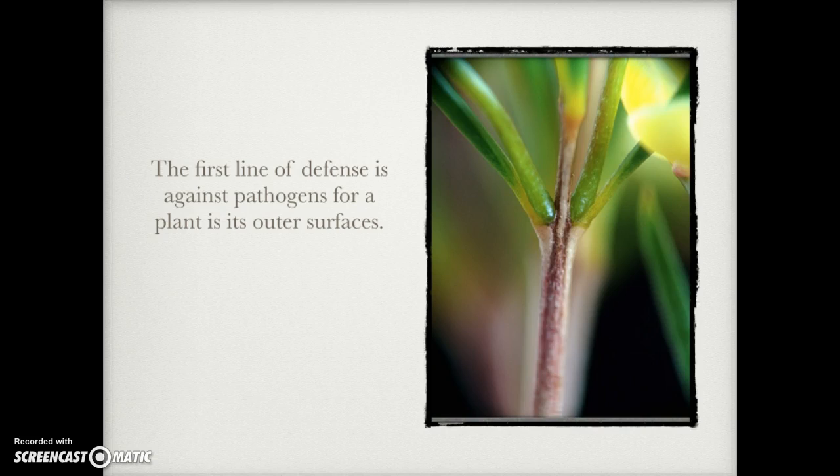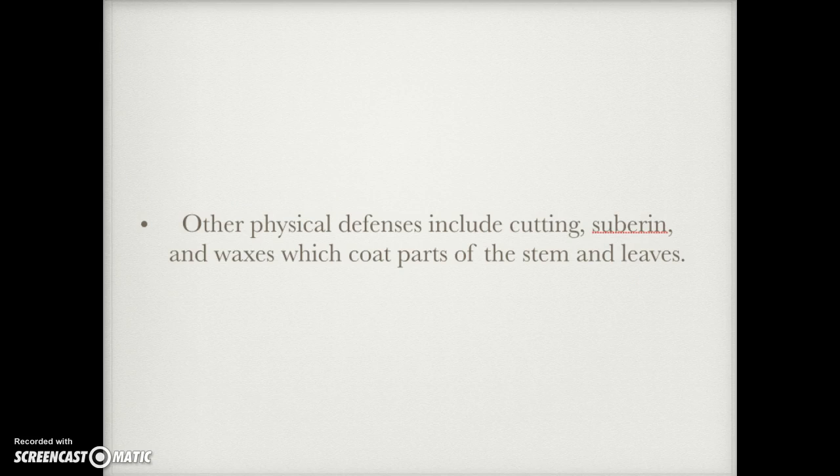The first line of defense against pathogens for a plant is its outer surfaces. The stem and the leaves of a plant are covered with cutin, suberin, and waxes that assist in keeping pathogens from getting into the inner tissues. These physical barriers are used as defenses. These are classified as constitutive.